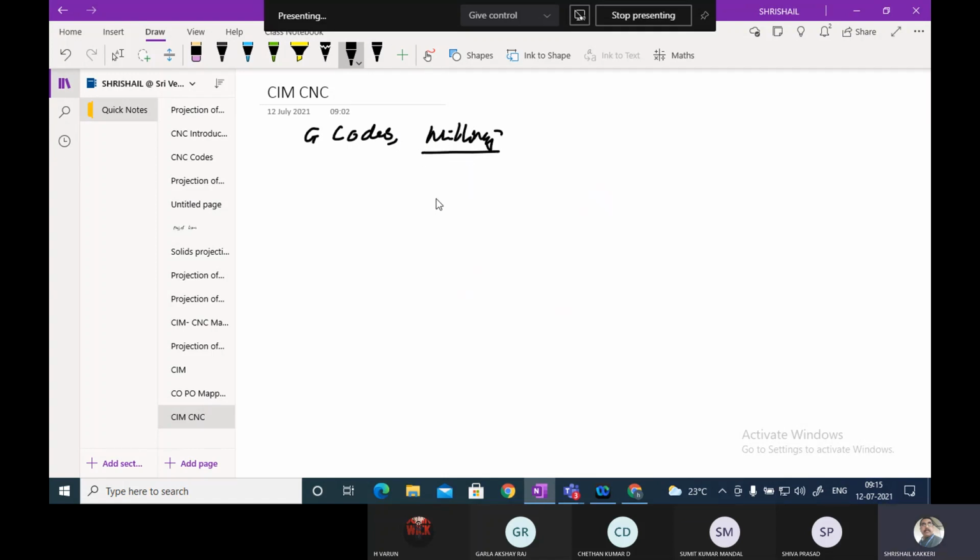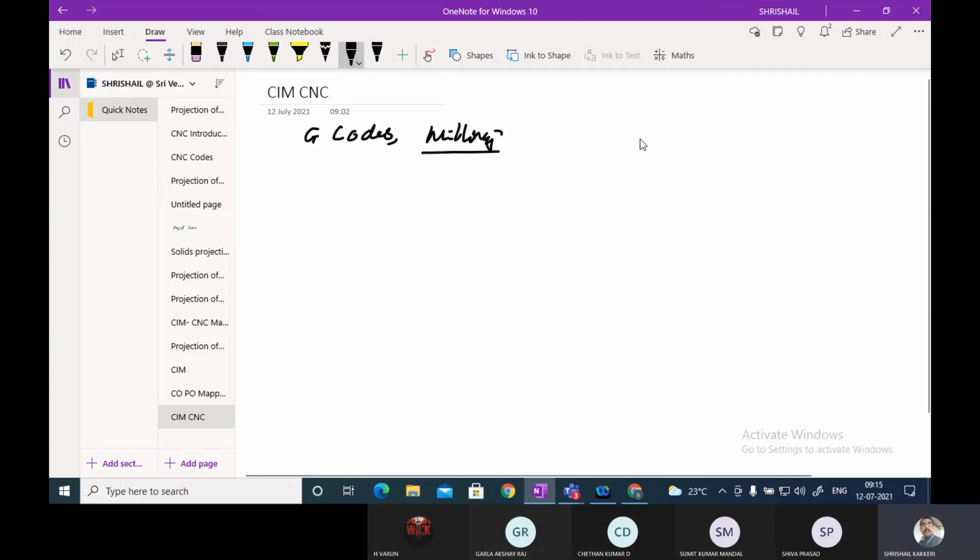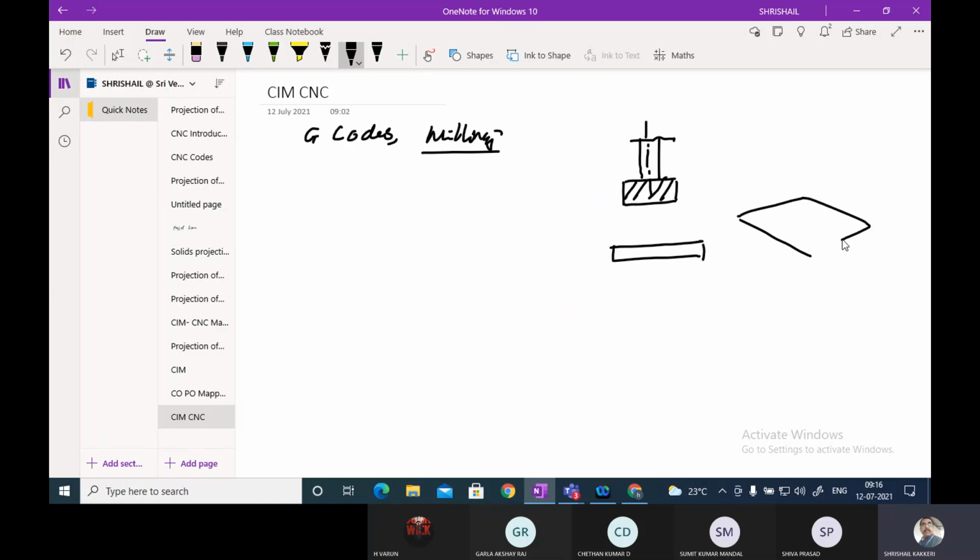For the milling operation, I have already shown in the PPT that this is the milling cutter, this is the milling cutter axis, this is the machine and this is the table. The milling cutter movement will be Z and the table movement will be X and Y. If it is approaching, it will be plus Z, and if it is retracting, it will be minus Z.